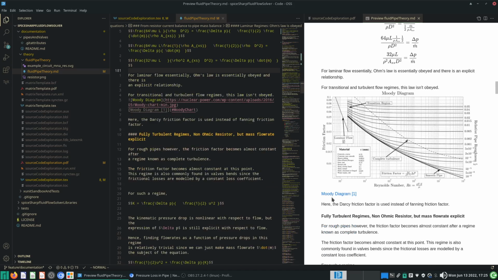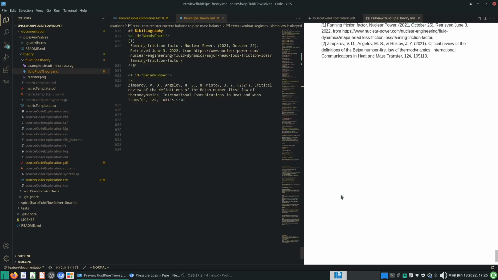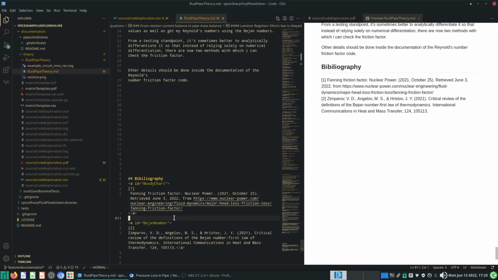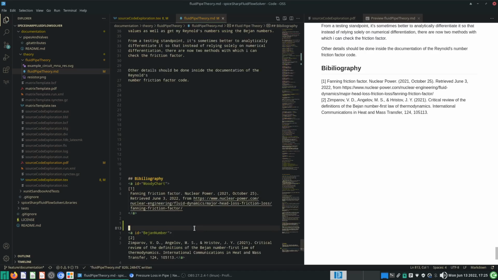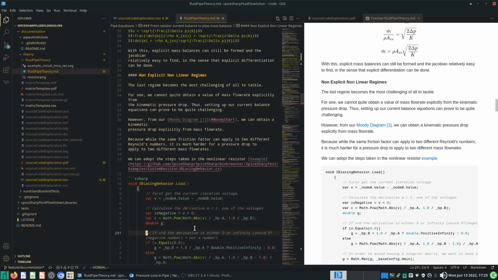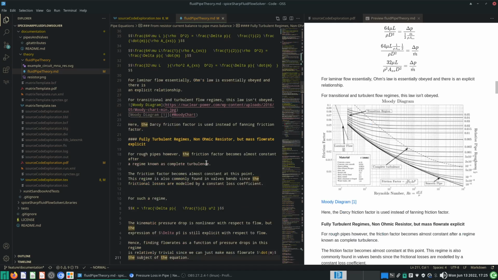As you can see, if we take a look at the Moody diagram, which I conveniently copied and pasted from nuclearpower.com, I copied it from this website and pasted the image in here. And of course I will cite. See, I have citations here, so of course you need to cite. That's always good practice. Don't want to plagiarize or anything, but this is where I got that image from. So I retrieved it from there.